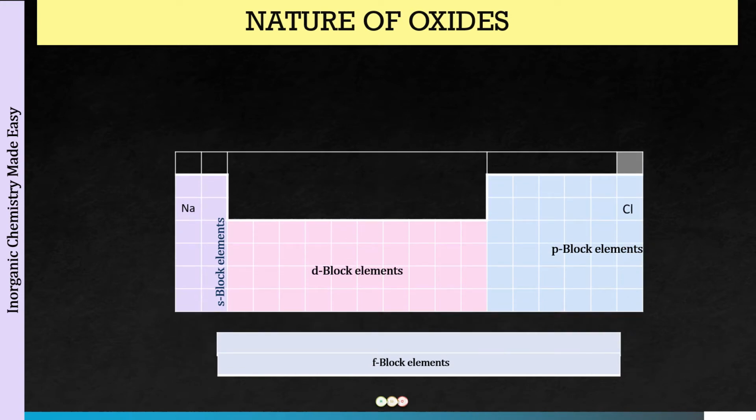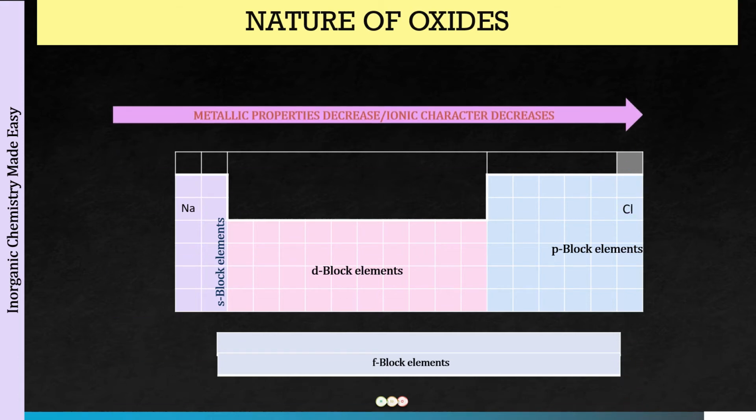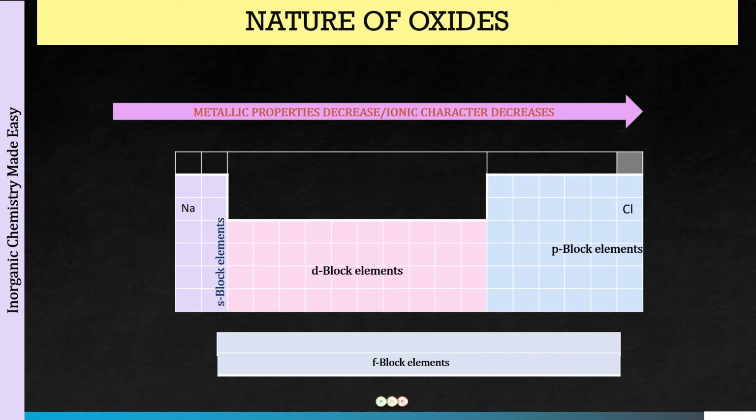So this is the group. We have the S block, the D block, the P block, and the F block elements. And here we have sodium, and here we have chlorine. Okay, so now what is sodium and what is chlorine? We all know that sodium is a metal, whereas chlorine is a non-metal. All right, so what is happening? The metallic properties are decreasing from left to right in the periodic table, right? So the metallic properties are decreasing, and the non-metallic properties are increasing.